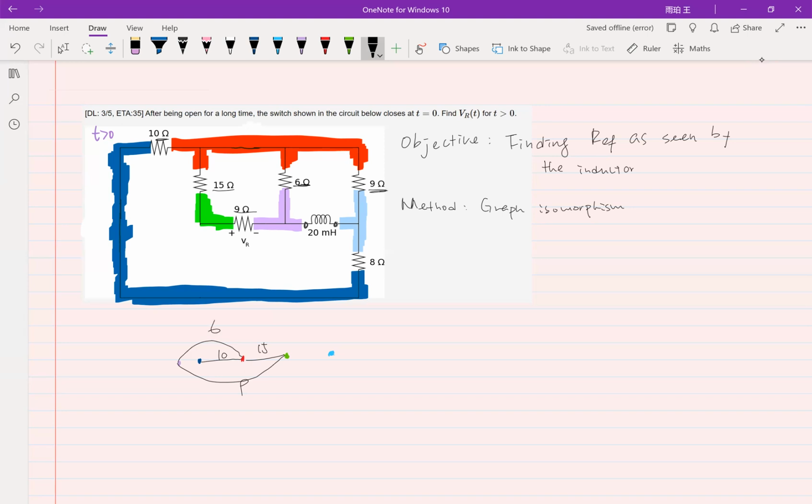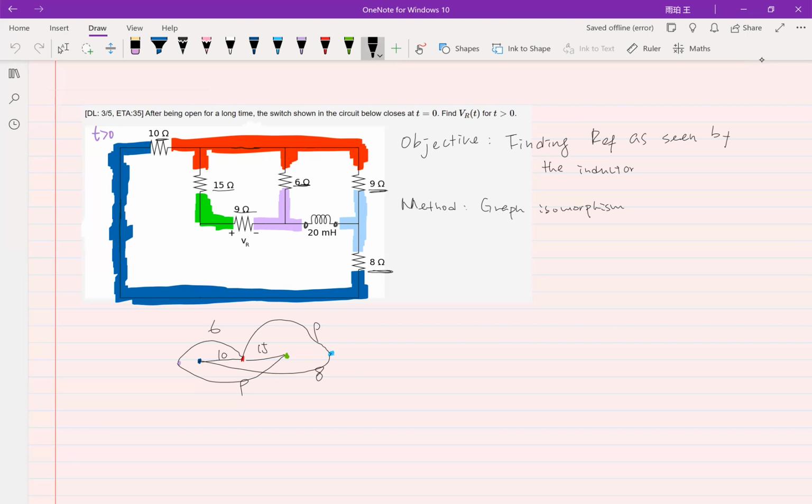Finally, here's a 9 between red and blue. And here's an 8 between blue and light blue. Okay, so now we've identified all of the resistors. We have all the edges and all the vertices in this graph. We can go ahead and simplify this.